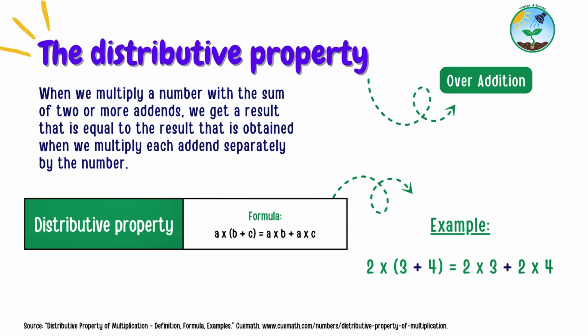So using this formula, we plugged in the numbers. 2 times (3 plus 4) is equal to 2 times 3 plus 2 times 4. Let's demonstrate this formula further with some additional examples.